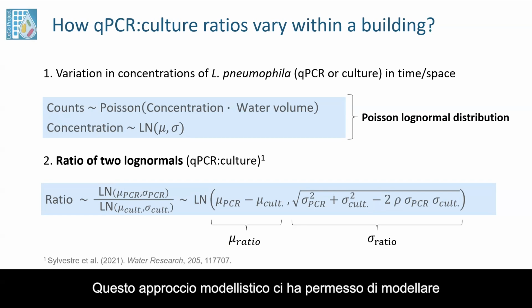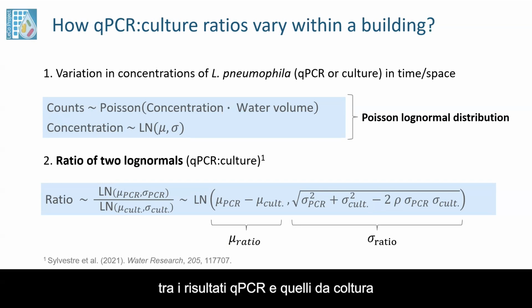This modeling approach allowed us to model the relationship between qPCR and culture results as the ratio of two log normal variables. The detailed formula on the slide shows the mathematical structure, but the important point is that this approach allowed us to predict how variable the qPCR to culture ratio is and what is the uncertainty about this variability.